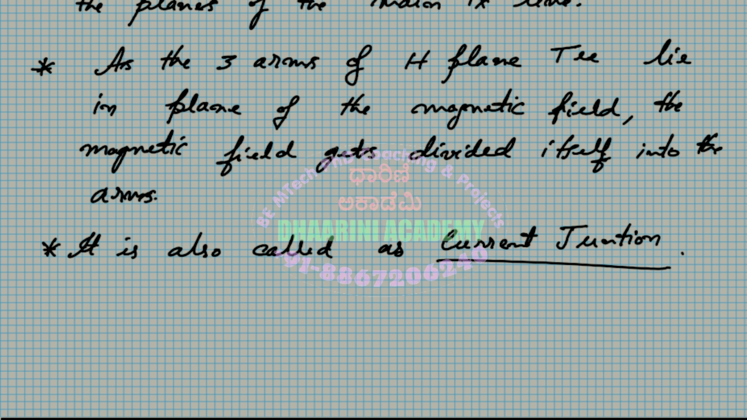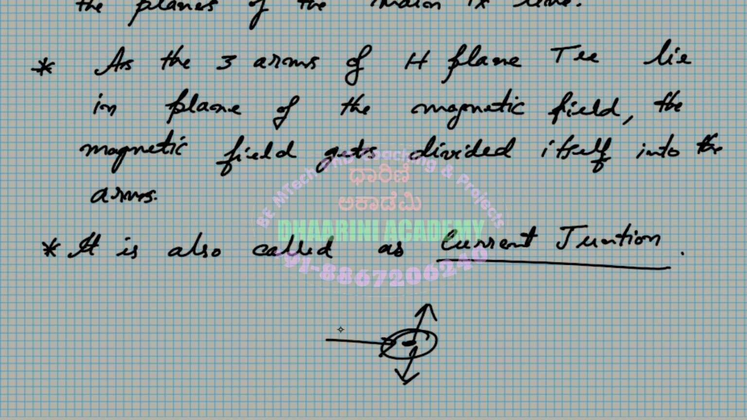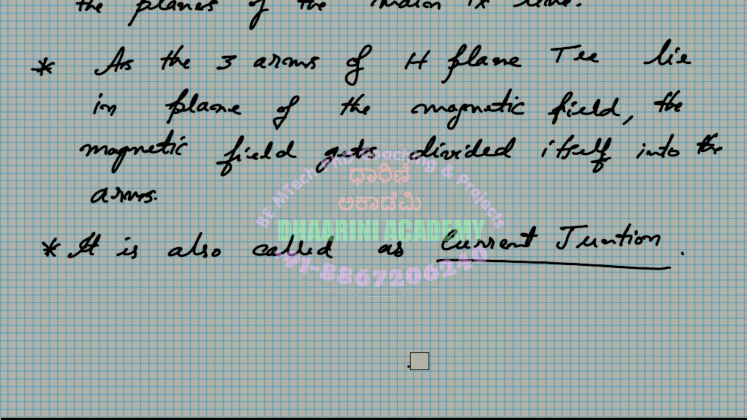Something like you have current entering and from a point current leaving. Current entering equal to current leaving means at that node you are applying Kirchhoff's current law, equivalently on the electric circuit side. Similarly, we can see that the H field gets divided. We consider it as a circuit because circuit analysis is easier for us, and we call the equivalent term the current. So the name given here is the current junction.